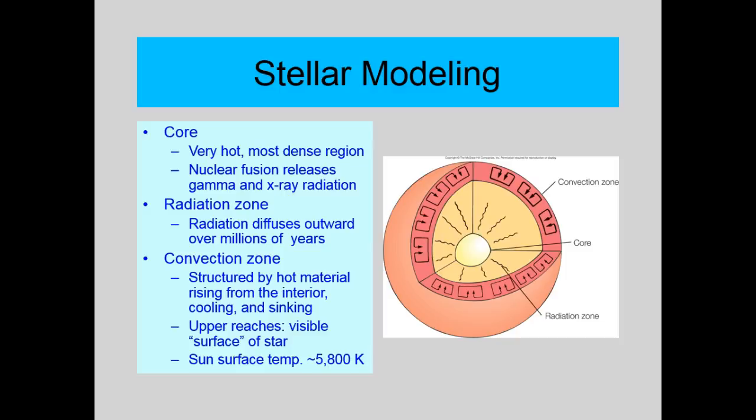And look at what temperature it is. This is our sun, 5,800 K. Now what in the world is a K? Kelvin. It's a temperature scale.